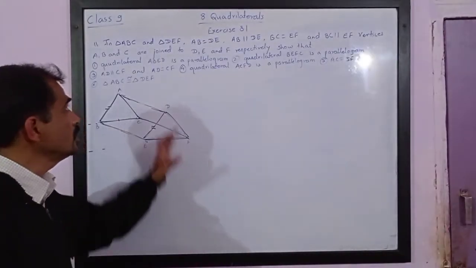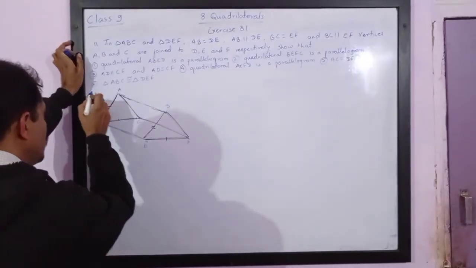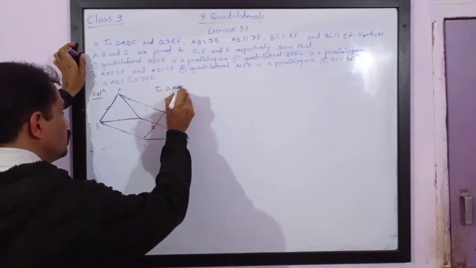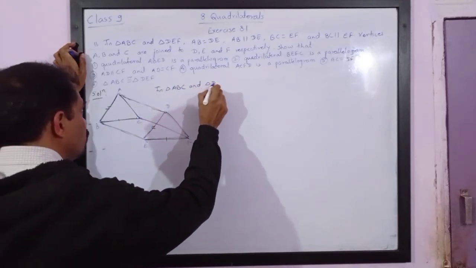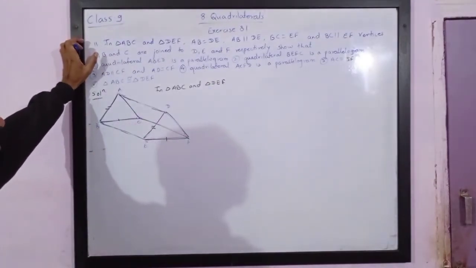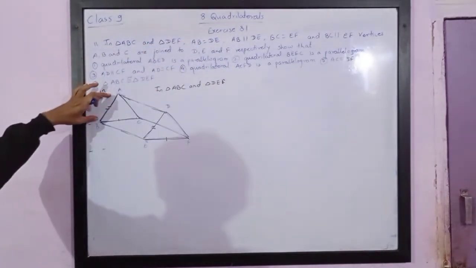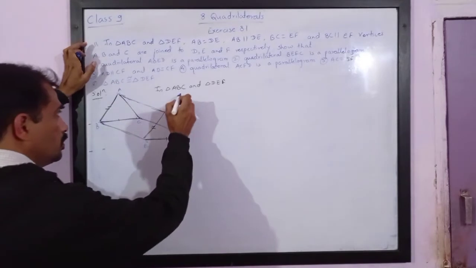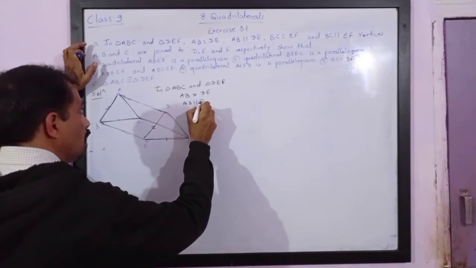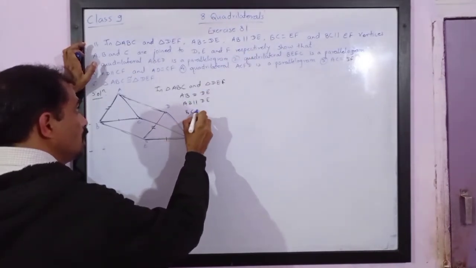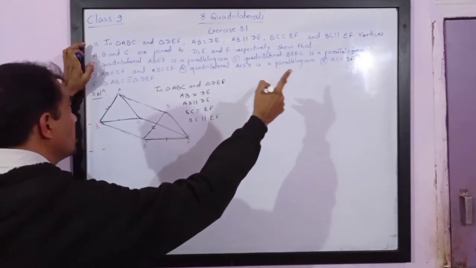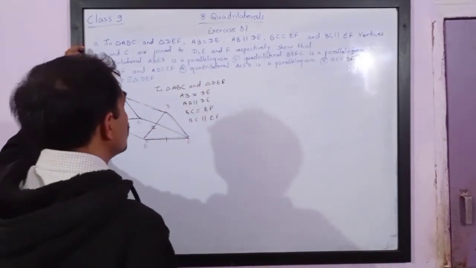So let us write the given things. Solution: in triangle ABC and triangle DEF, we have AB equals DE. This is given to us. Let us write whatever is given first. Then AB is parallel to DE. Then we are given BC equals EF. We are also given that BC is parallel to EF. Vertices A, B, C are joined to D, E, F respectively.